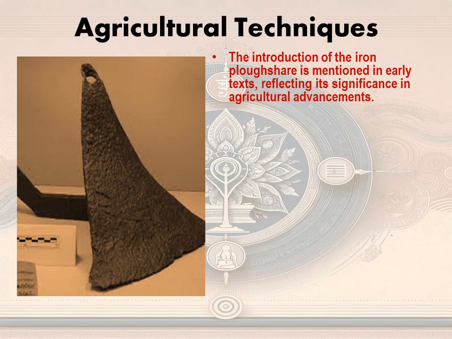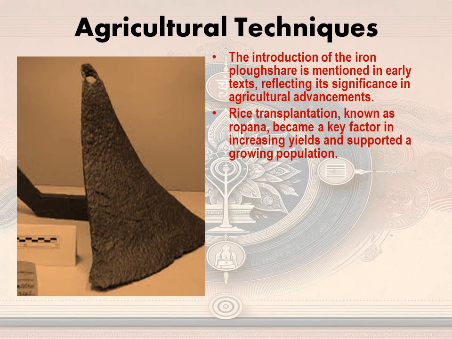The introduction of iron plowshare, as mentioned in early texts, reflects the significance in agricultural advancement. So, this iron plowshare has been mentioned in many of the texts of this period, and that signifies its importance in the agricultural advancements. Rice transplantation, known as ropan, became the key factor in increasing yields and supported a growing population. So rice transplantation was one of the main technological advancements of the period, and it became a key factor in supporting the huge population of the Gangetic Valley by increasing the production of agriculture.